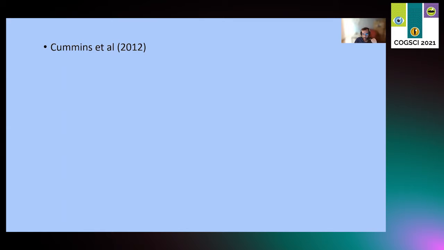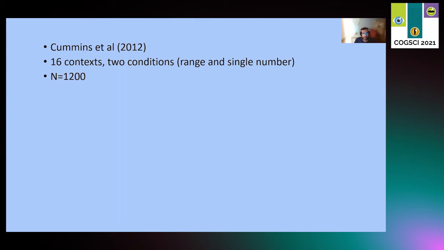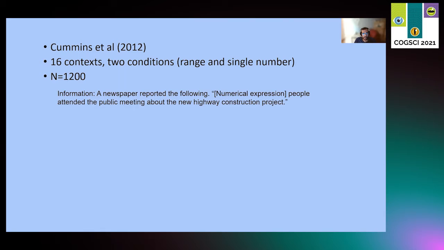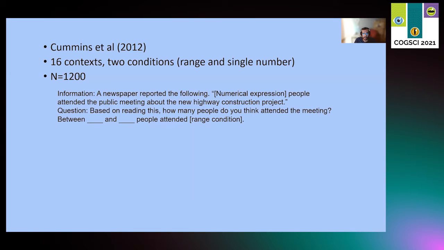There is previous experimental work on finding out what the posterior, given a modified numeral like more than n, looks like. Cummins et al. 2012 is the first big study on this. They have 16 contexts, 2 conditions, range and single number, and 1,200 participants. Each context looks something like this. First they give information: A newspaper reported the following: numerical expression: people attended the public meeting about the new highway construction project. Question: based on reading this, how many people do you think attended the meeting? The range condition asks for a range, and the single condition just asks for a single estimate.